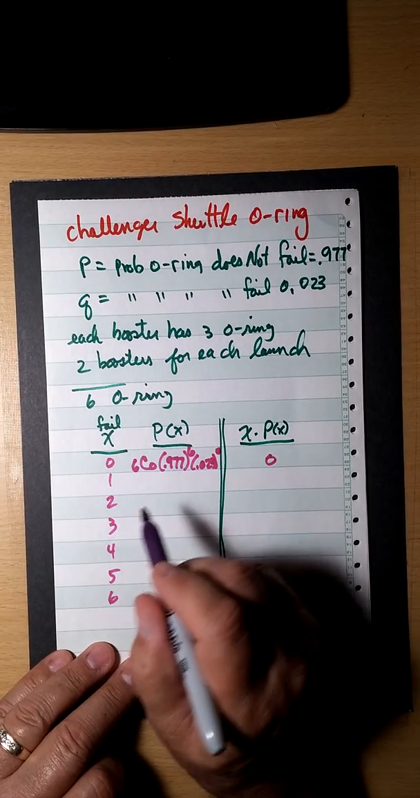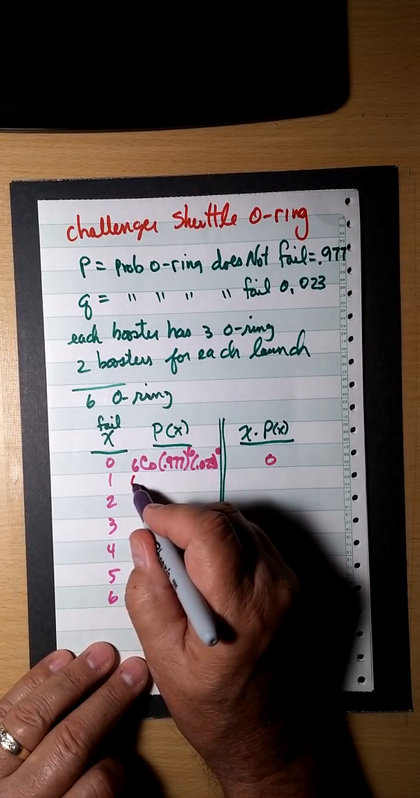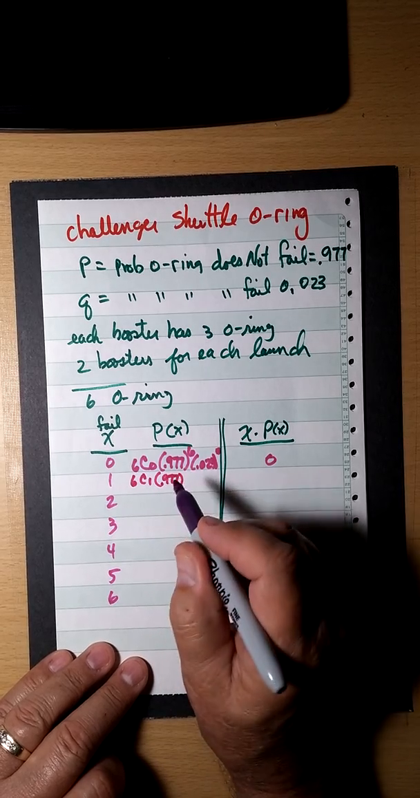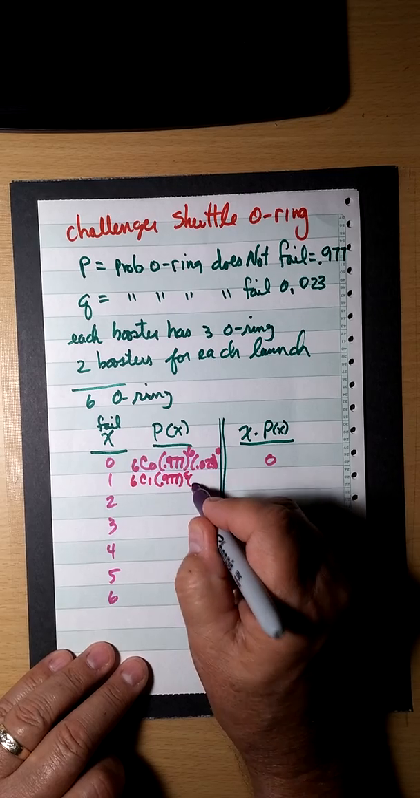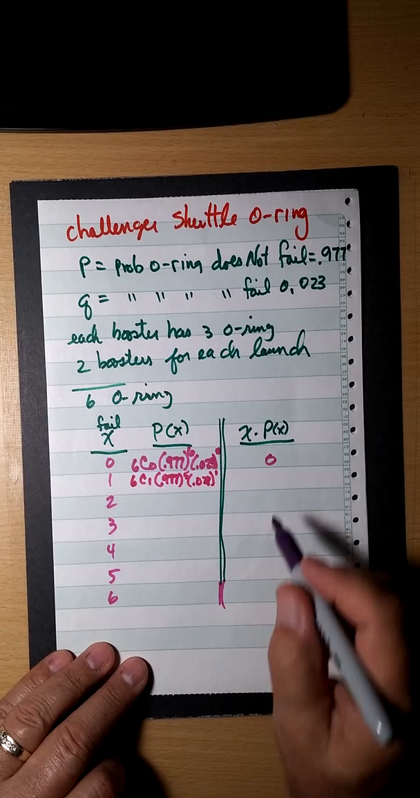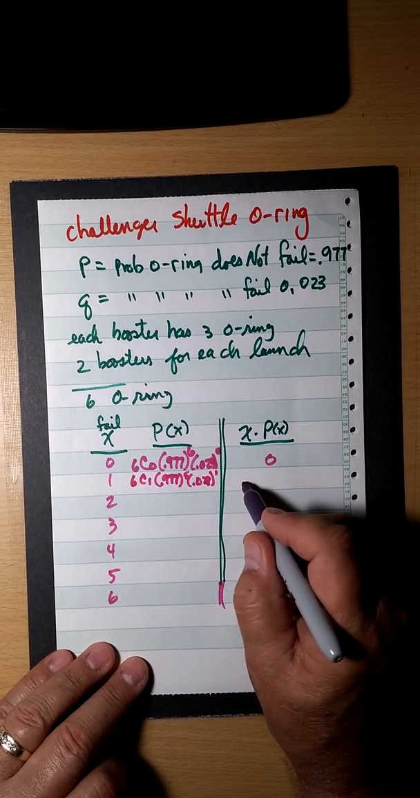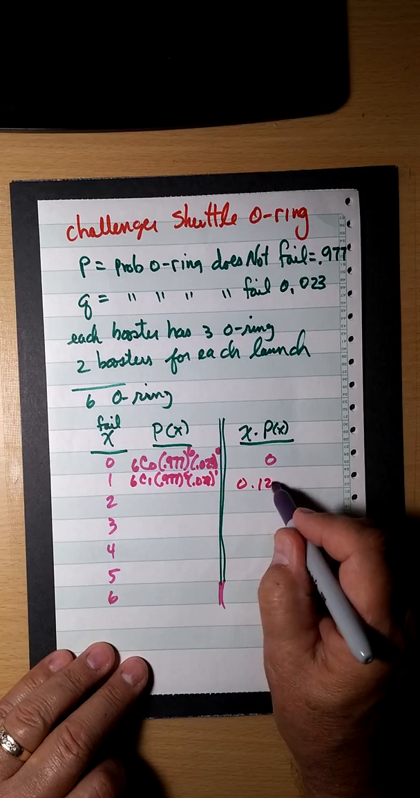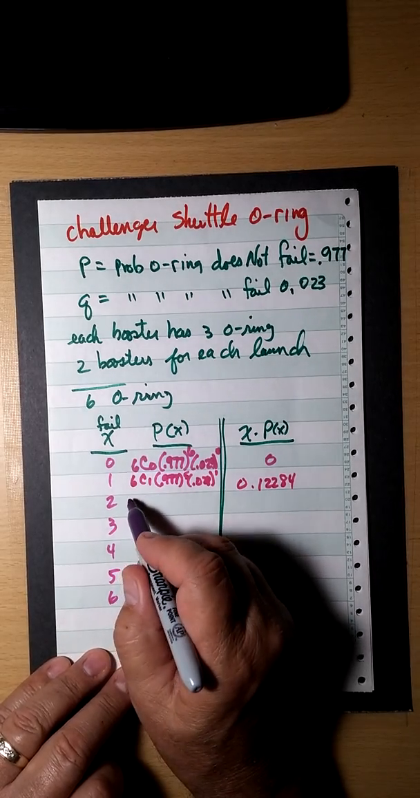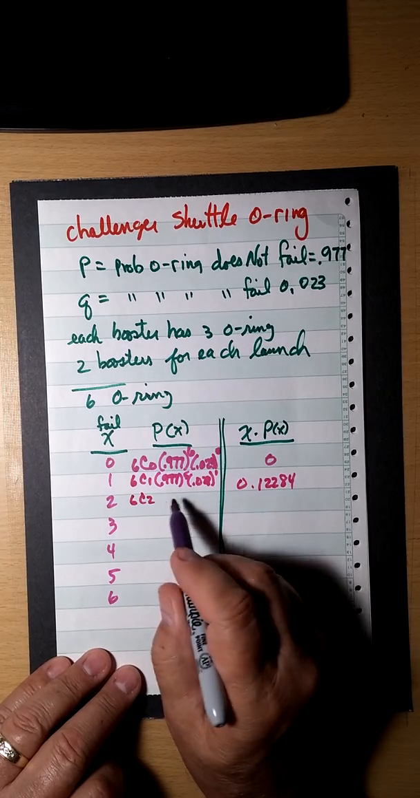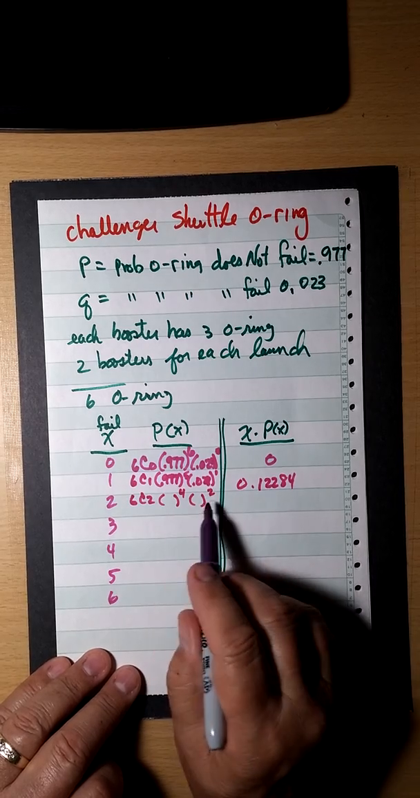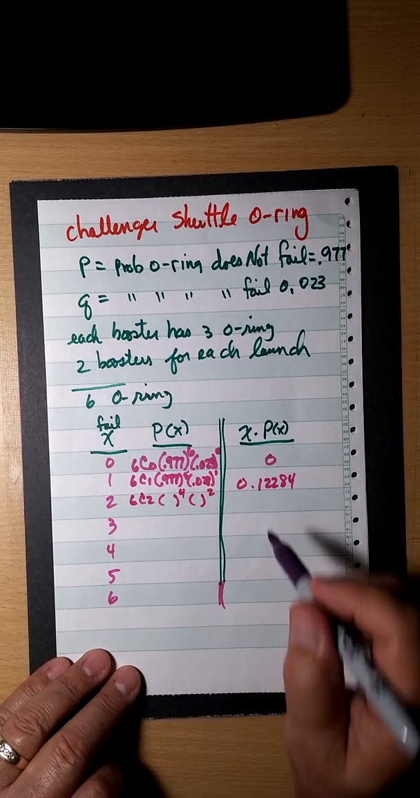Now we've got this 1 times, this is 6 choose 1. Now the 0.977 will be with 5, and the 0.023 with 1. And what you'll get for that then is 0.12284. You can keep that pattern going. This will be 6 choose 2, the 0.977 to the 4, the 0.023 to the 2, and you keep using that pattern all the way down here.